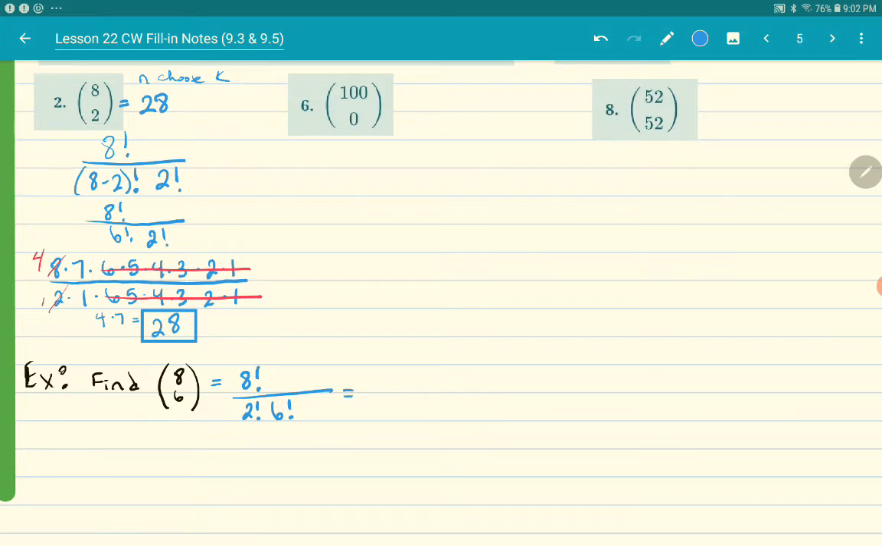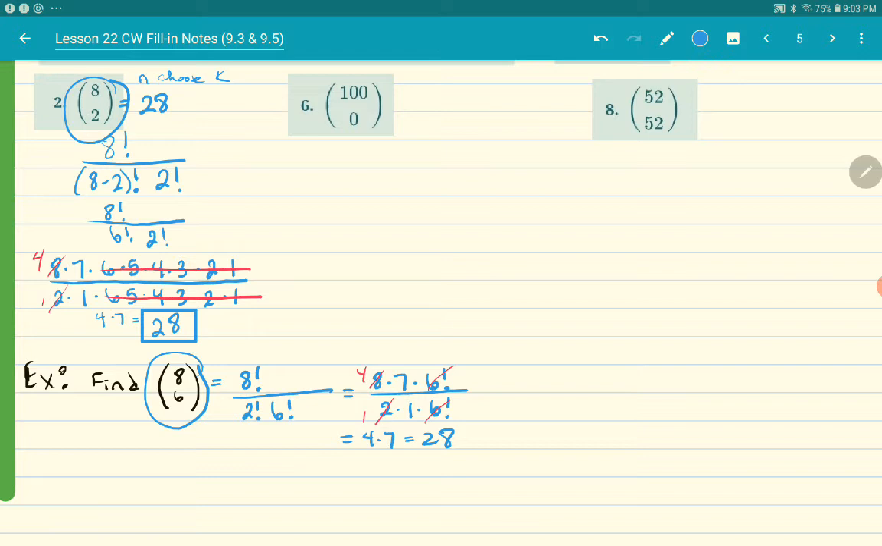And if I spread that out, I get 8 times 7 times 6 factorial. This time I'm not going to spread out the 6, 5, 4, 3, 2, and 1 because I know I'm just going to divide it by that 6 factorial that's in the denominator anyway. And then 2 factorial is just 2 times 1. So my 6's cancel. My 2 and my 8 can reduce by a factor of 2, and I'm left with 4 times 7. So, looks pretty familiar. We just did this. The numbers came out exactly the same for 8 choose 6 and 8 choose 2.